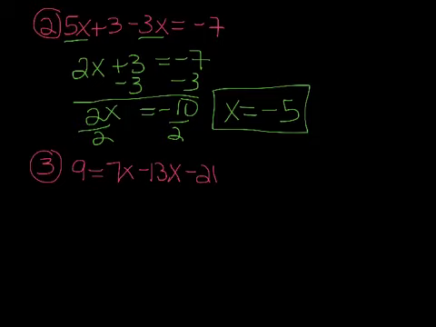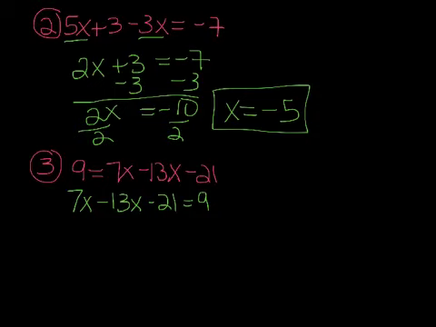For number 3, it's the same process. To be honest, a lot of people really don't like having it written like that with a 9 first. If you see that and it really bugs you, you can rewrite it as 7x minus 13x minus 21 equals 9. It's still the same problem. You're allowed to do that. However, if you did it without moving it around, that's fine also.